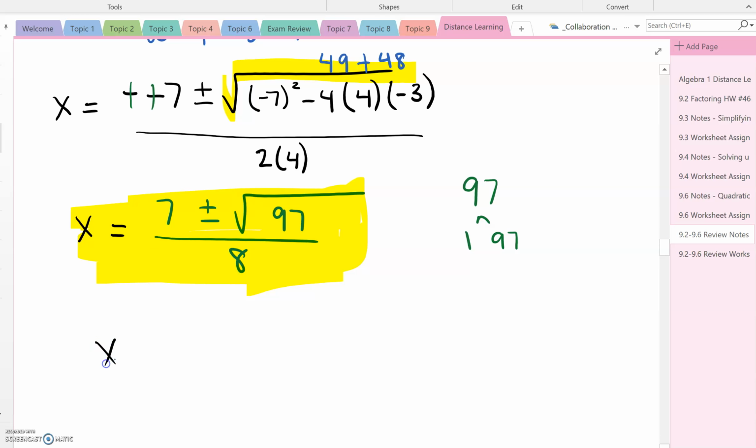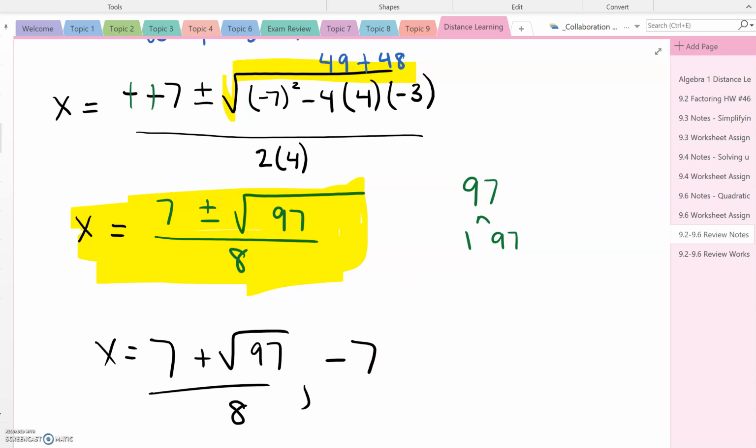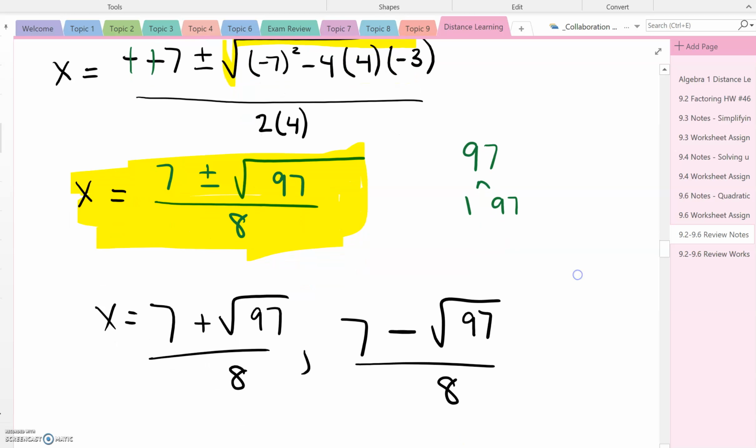So you're going to get x equals 7. Sorry, that's a bad looking 7. x equals 7 plus the square root of 97 over 8. And x equals still a positive 7, but a minus sign here, the square root of 97 all over 8. So you can write it together as one answer or separately as 2 answers.